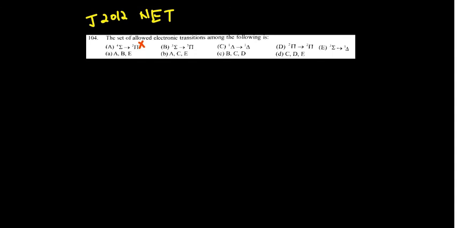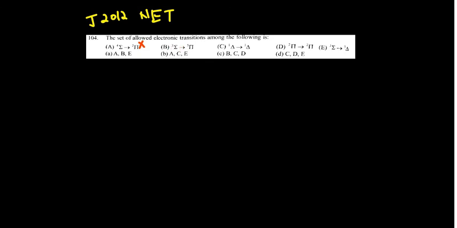Since gerade and ungerade are not there, the second easiest thing is to check the spin multiplicity. Moving to the next one, here it is 3 to 3, so it is spin allowed. It is 1 to 1, also spin allowed. It is 2 to 2, also spin allowed. So B, C, D, E are all spin allowed. Now let us check another thing, whether they are allowed or not. The next thing is left with the sigma and pi.